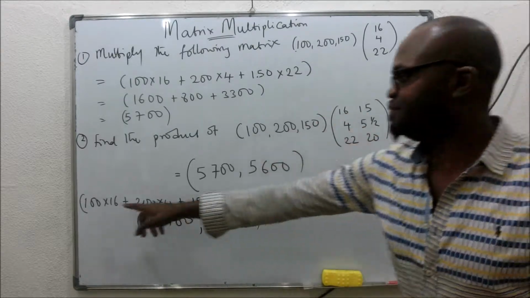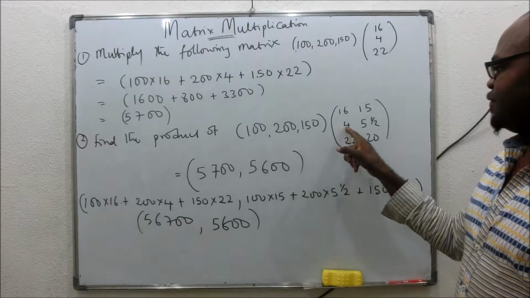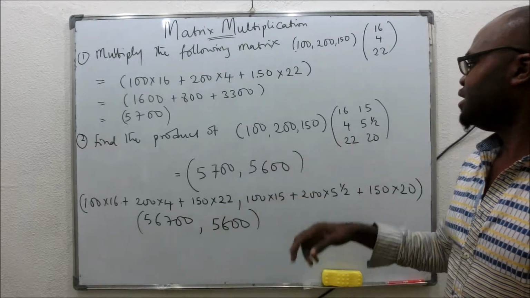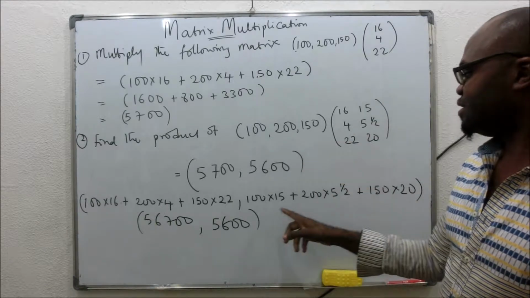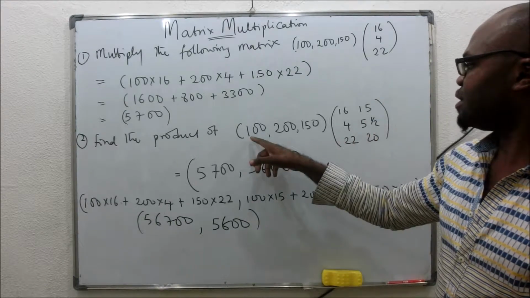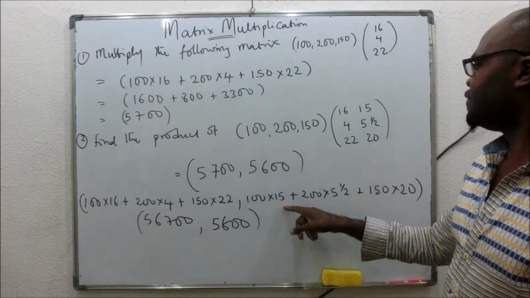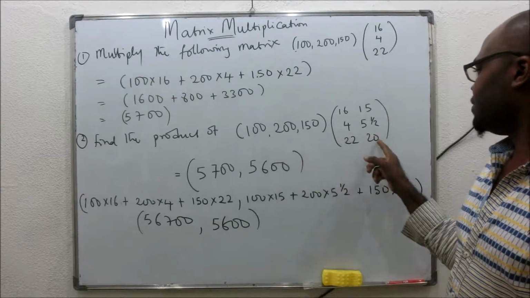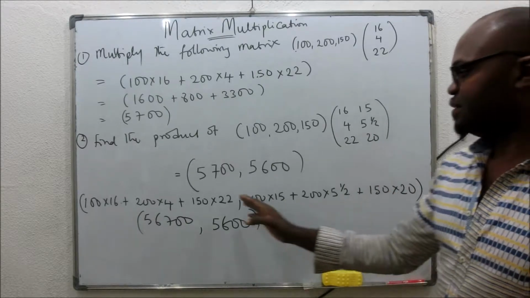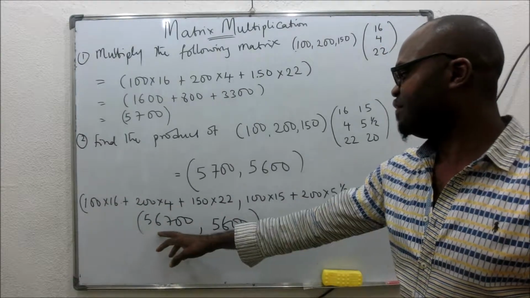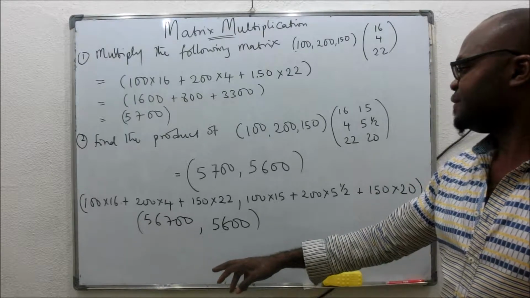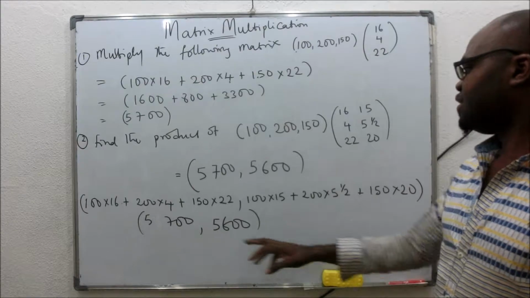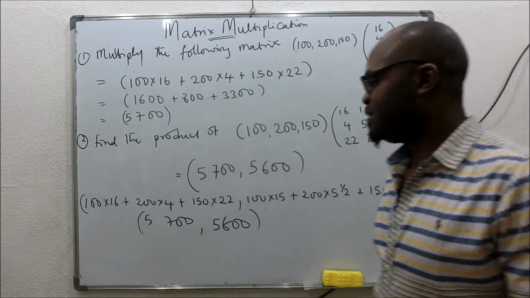100 times 16, 200 times 4, 150 times 22. Then for this other column, you put a comma, then you start for this other: 100 times 15, 200 times 5.5, 150 times 20. So you add this one up together, you have 5 some hundred. Then you add this one up, you have 5,600. So that's how you get this.